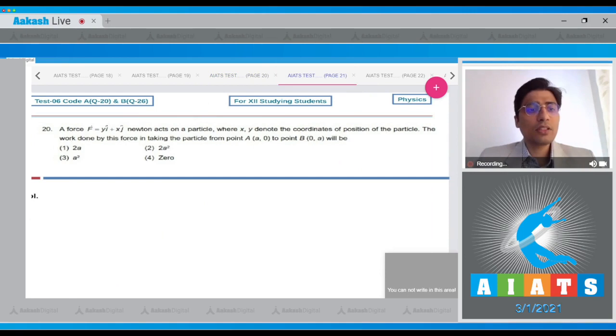In question 20, a force is given. So force is given as y i cap plus x j cap. X and Y denote the coordinates of the position. The work done by the force in taking the particle from a comma 0 to 0 comma a will be.